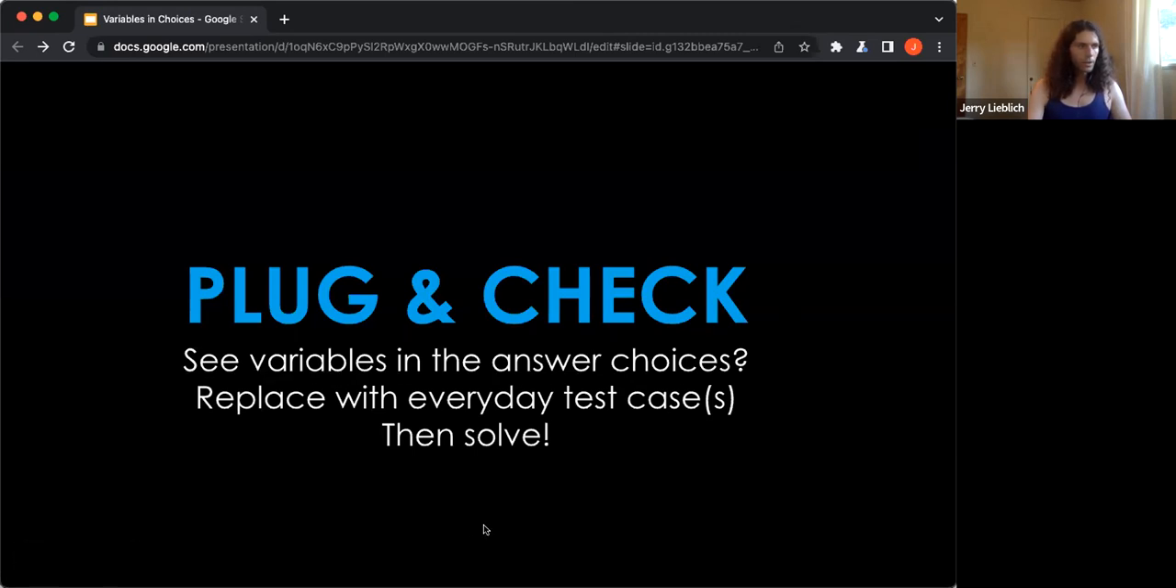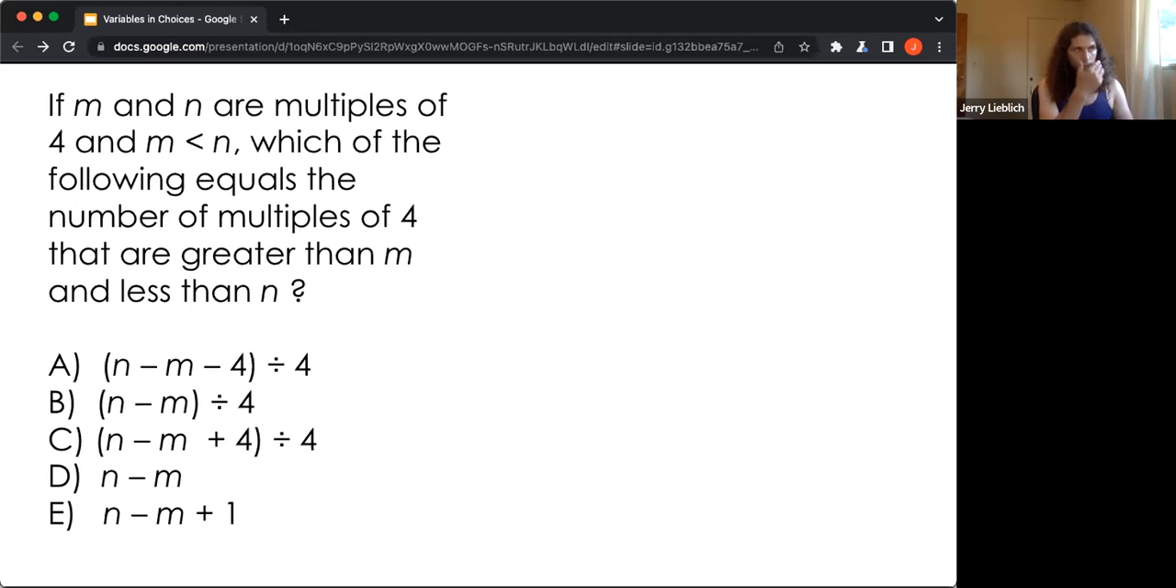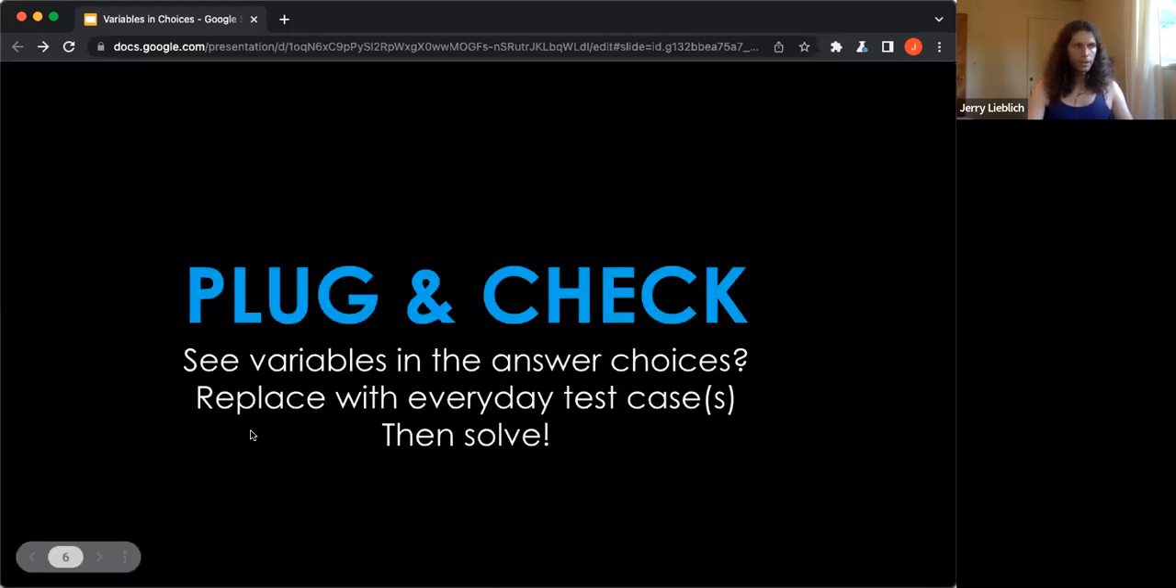So let's take a look at another problem here. Give you a second to read this. So this is a problem that to me is like, whoa, what's going on here? This is quite confusing. There's a lot to take in. We've got 2 variables. We've got these really complicated looking expressions. We've got this stuff about m is less than n. They're multiples of 4. The thing I'm looking for, it's all very complicated. But the fact that I've got variables tells me let's use plug and check.